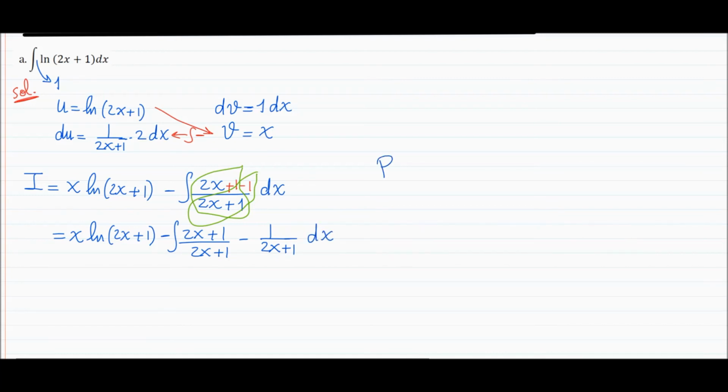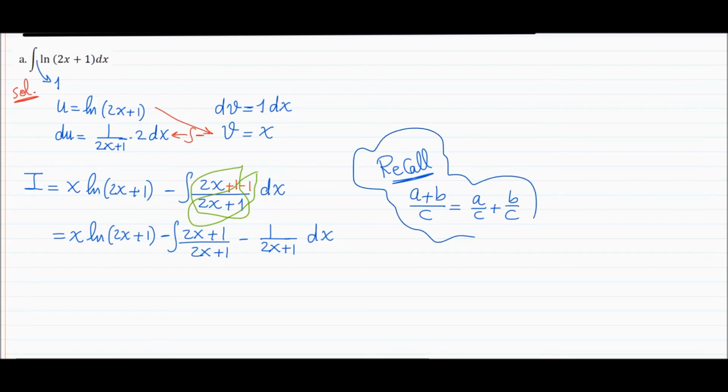Here I will recall for you what I did in this problem. If you have (a+b)/c, this can be split to be a/c plus b/c. And now for sure you can cancel out this 2x+1 and this 2x+1. So the integral will be x multiplied by ln(2x+1) minus the integration of 1 minus 1/(2x+1) dx. Now this is an easy integration.